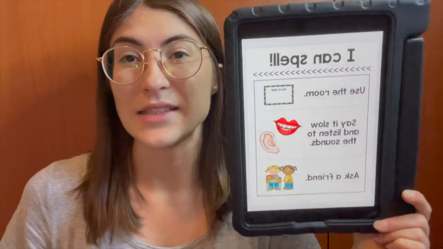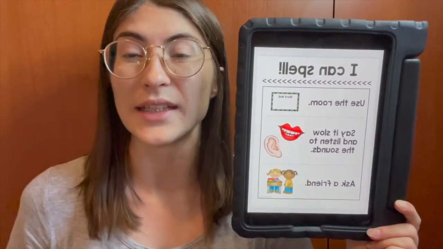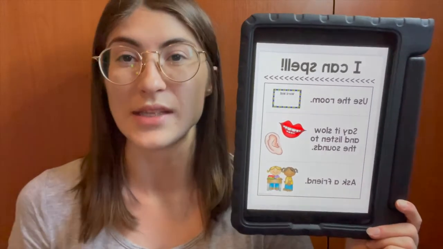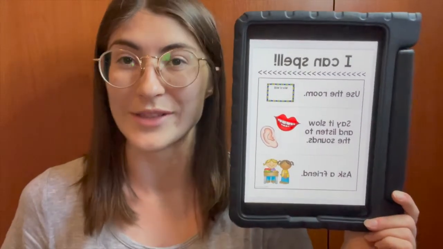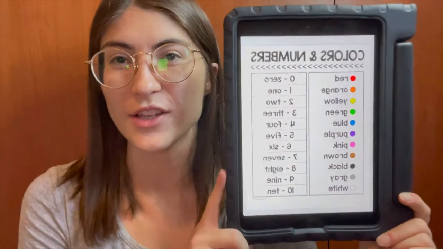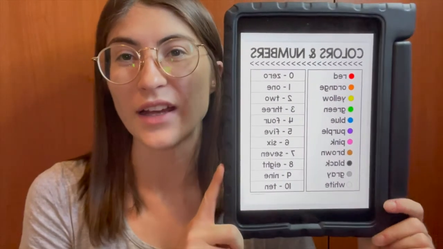So even if that means they can only sound out part of it independently, as long as they can do as much as they can independently, maybe you can just help them with one or two sounds in the word or something like that. The colors and numbers charts are another resource that students have on their writing office.